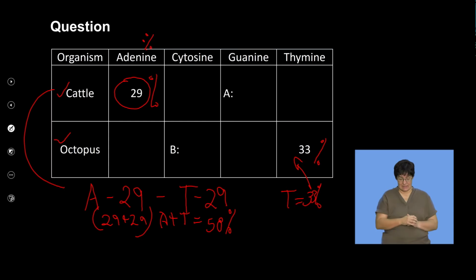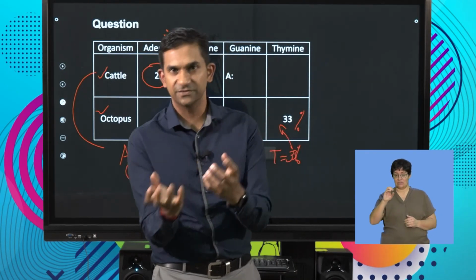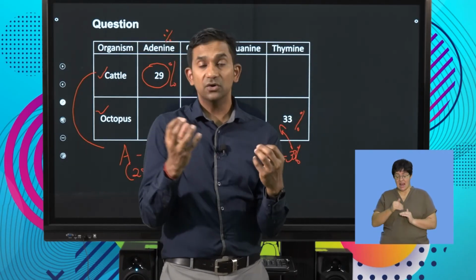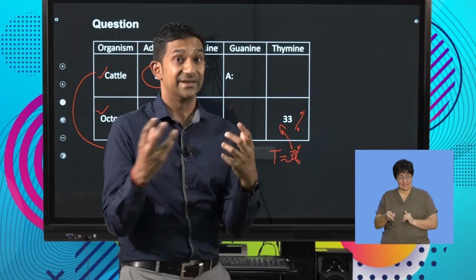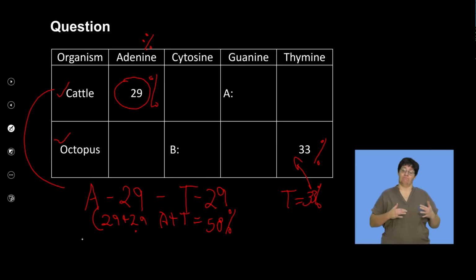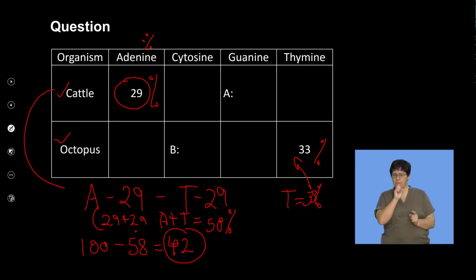Knowing that this is a percentage, it means that the balance of the percentage, so 100 minus 58, should give you what's left over. And so the leftover, or what's remaining, is your cytosine and guanine. So 100 minus 58 is equal to 42. And if we unpack that, it means that the balance, which is guanine plus cytosine, equals 42.